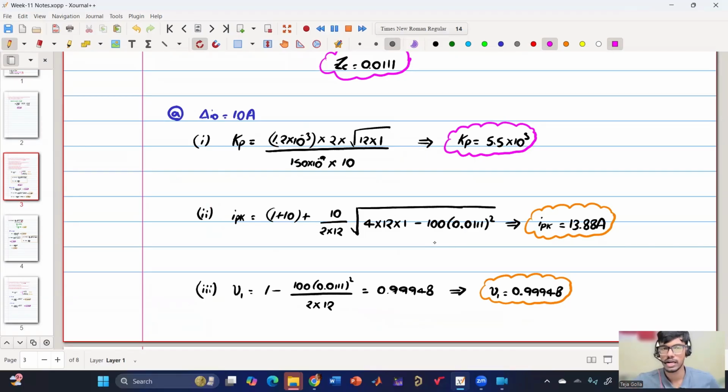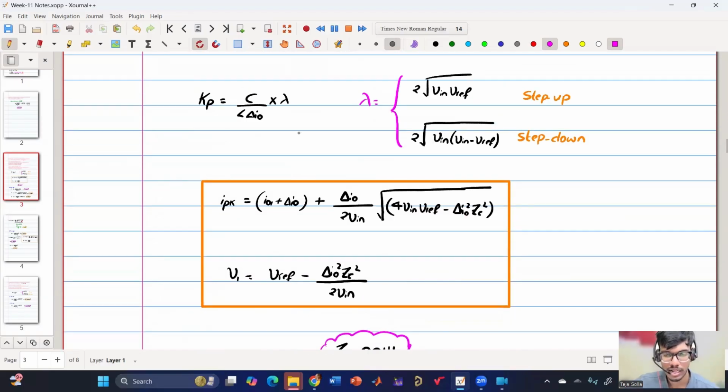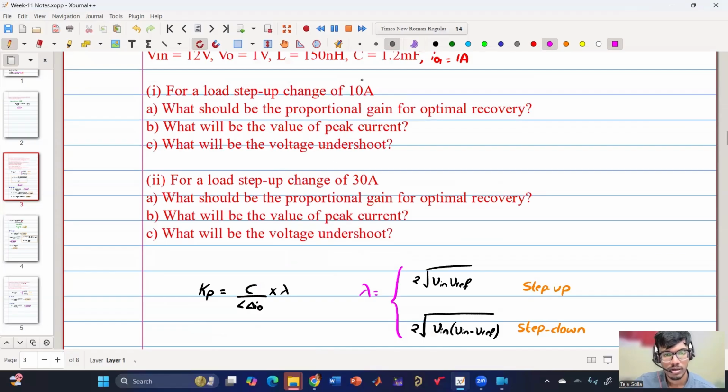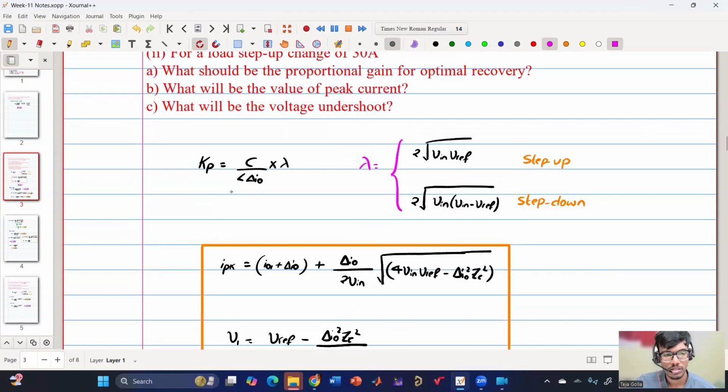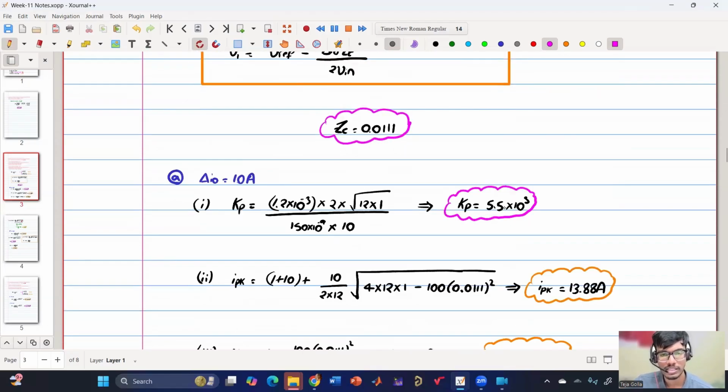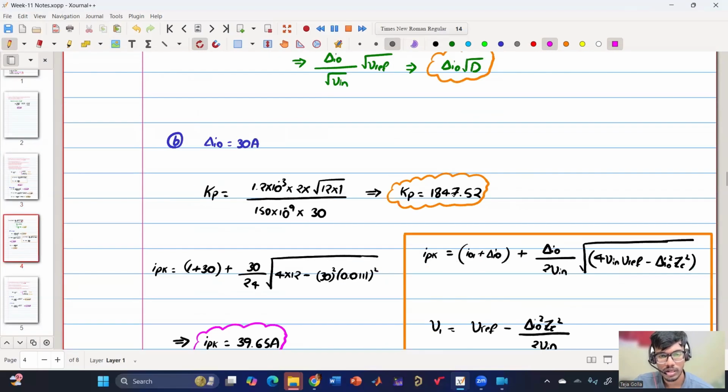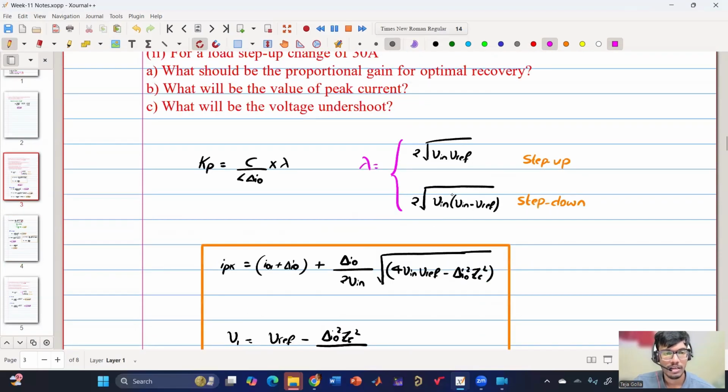Now if we increase the delta I naught, we can tell by intuition that Kp, as this is multiplied by 3, this should be divided by 3. If we calculate, this is 5.5 by 3, which is around 1.8, which is what we are getting. Similarly, if you see I peak, so delta I naught is more, so this is more, also this is more. So the extra term is also increased with delta I naught. Also, this term will increase because this is corresponding to the new steady state.